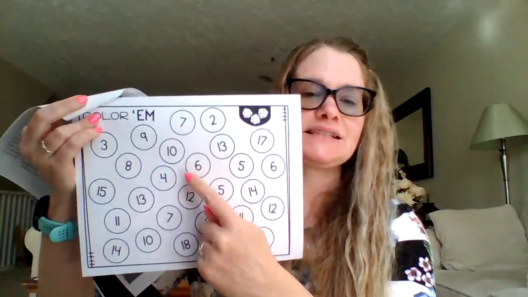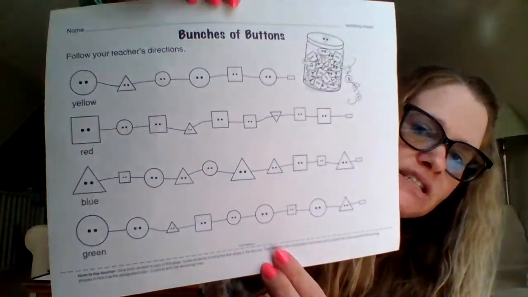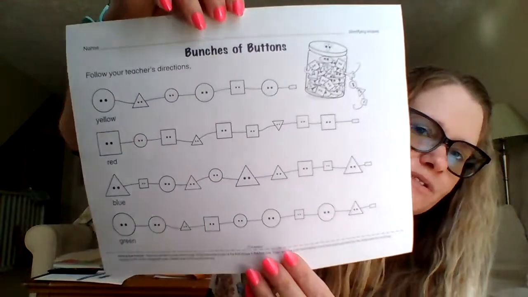So then I would find a 6 and color it. Okay? All right. And then last week you had some shape papers talking about shapes, corners, sides, things of that nature. So today you are just simply recognizing and coloring the shapes on the strings.